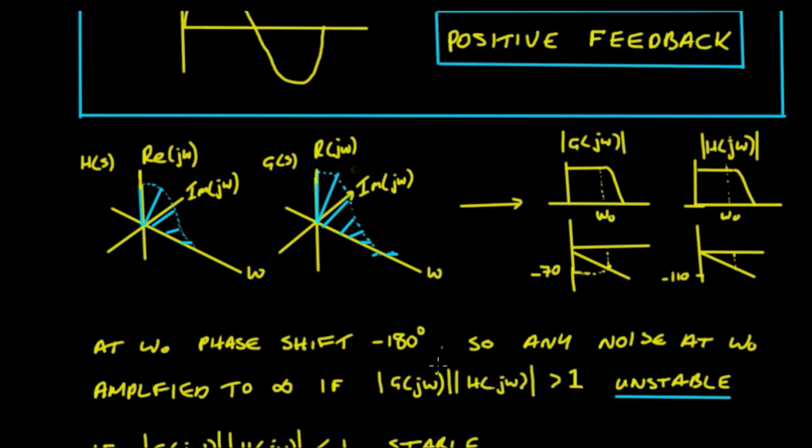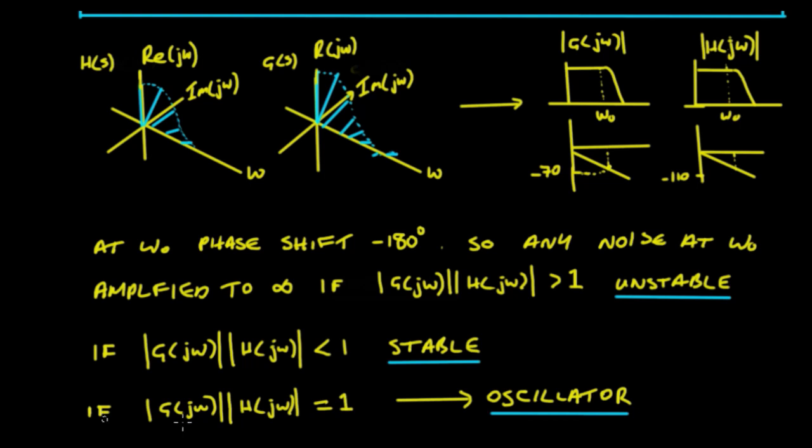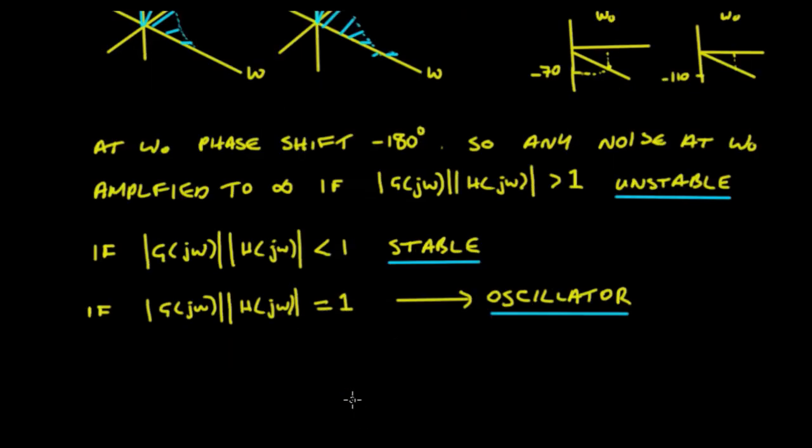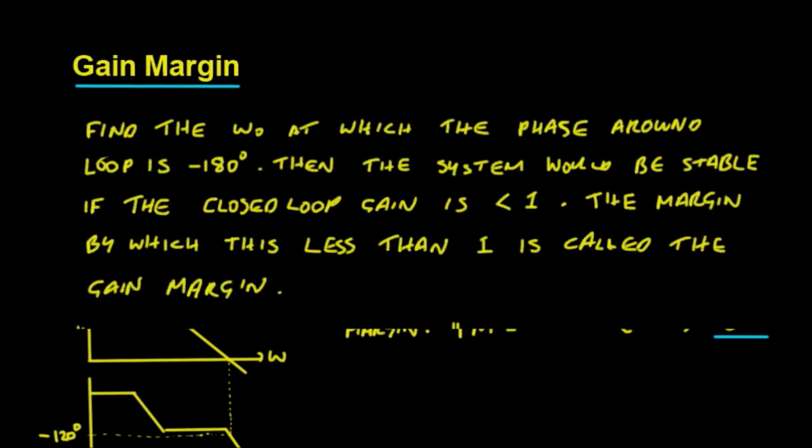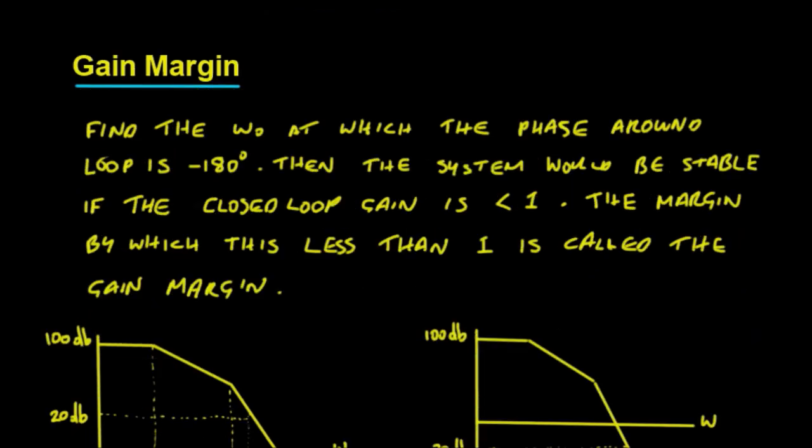Okay, and if it was greater than 1, then the signal would get amplified and it would be unstable, and if the signal was actually equal to 1, then we would have something that would oscillate. Okay, we would have the beginnings of an oscillator, but we're not going to be covering oscillator circuits in this. I may do another video series when I get into RF circuit design.